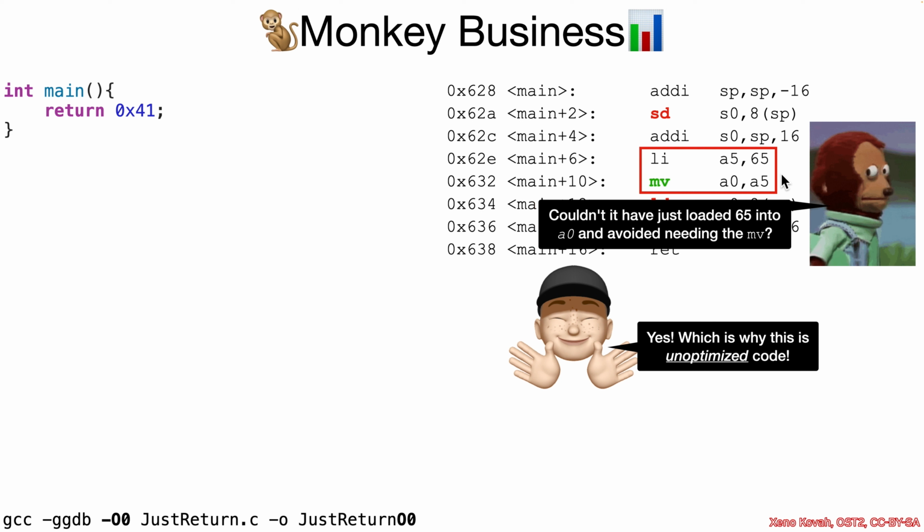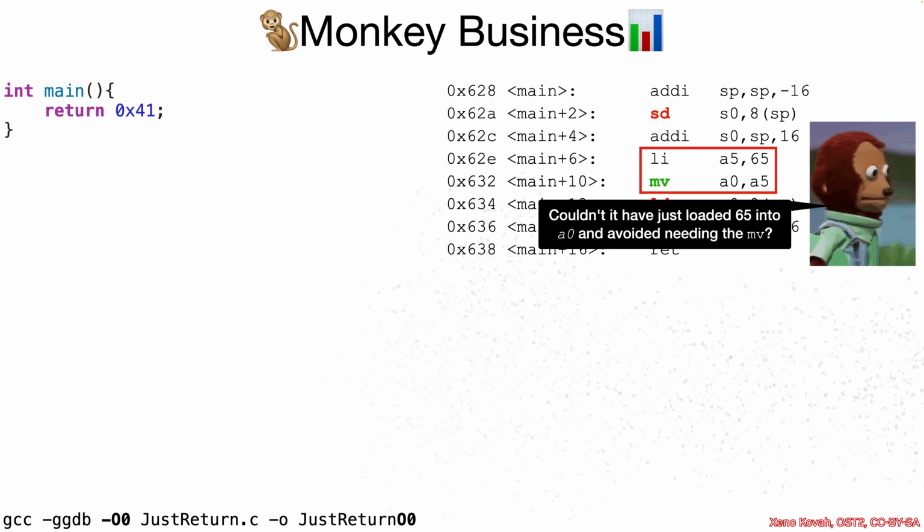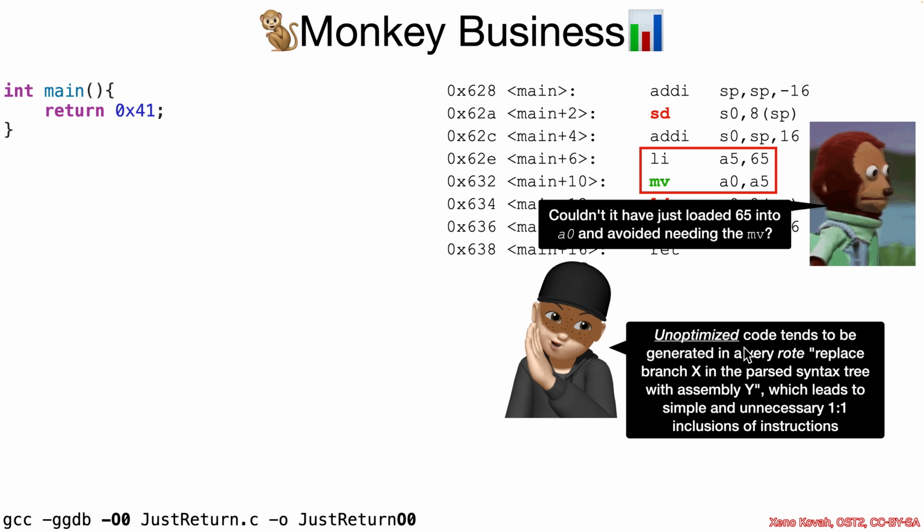They could have moved 65 directly into A0, which is why this is unoptimized code. Yes, we are explicitly telling it to be unoptimized. We are giving the -O0, saying set your optimization level to 0, because when we do that, we get nice, simple code that's easy to understand the correspondences back to the high-level language. And indeed, unoptimized code generated by a compiler is basically a very rote replacement of some branch of a parsed abstract syntax tree with some specific assembly. So you've got a chunk of the tree, you replace it with assembly. Another chunk of the tree, replace it with assembly.